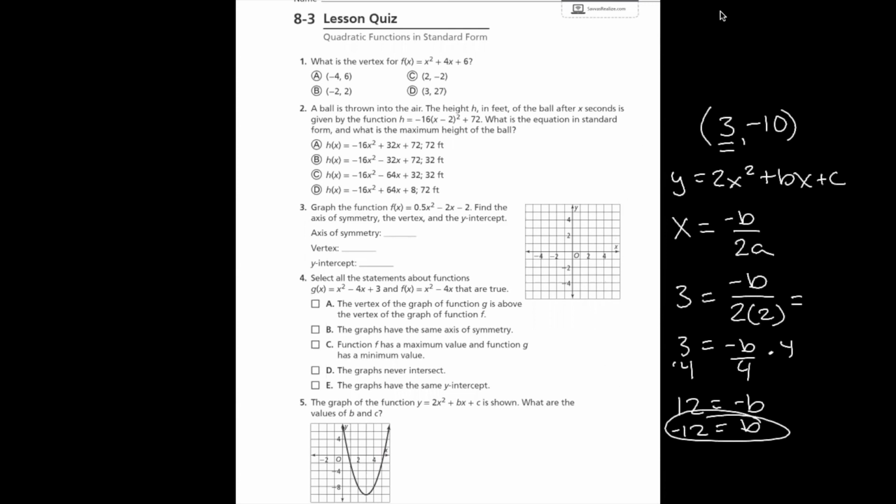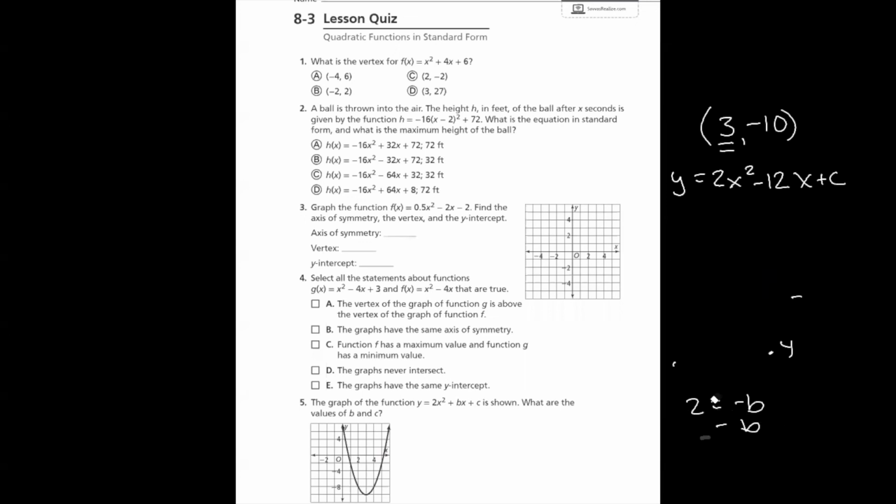We can continue to use this information by plugging in. I'm going to take out this b right here, and I'm going to plug in -12. From here, we're going to be able to solve for c using the same idea, using our vertex. But this time we're going to plug in x equals 3, and we're going to solve for y equaling -10. So our equation is going to look like -10 equals 2 in parentheses, 3 squared minus 12 times 3 plus c.